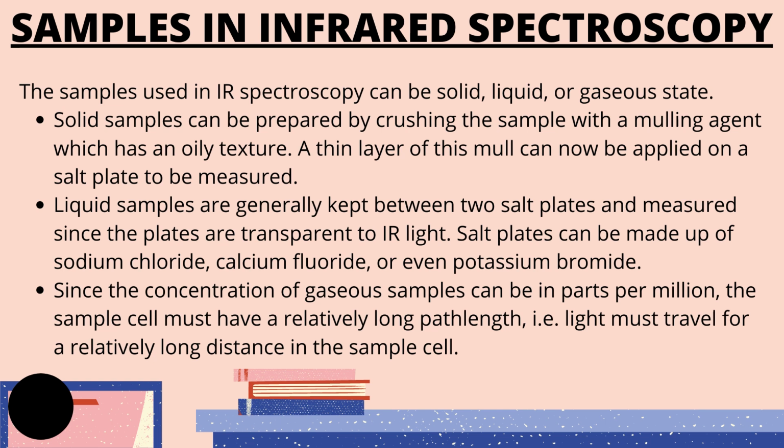Liquid samples are generally kept between two salt plates and measured since the plates are transparent to the IR light, and salt plates can be made of either sodium chloride, calcium chloride, or even potassium bromide. Now, since the concentration of the gaseous samples can be in parts per million, the sample cell must have a relatively long path length. That is, the light must travel for a relatively long distance in the sample cell.